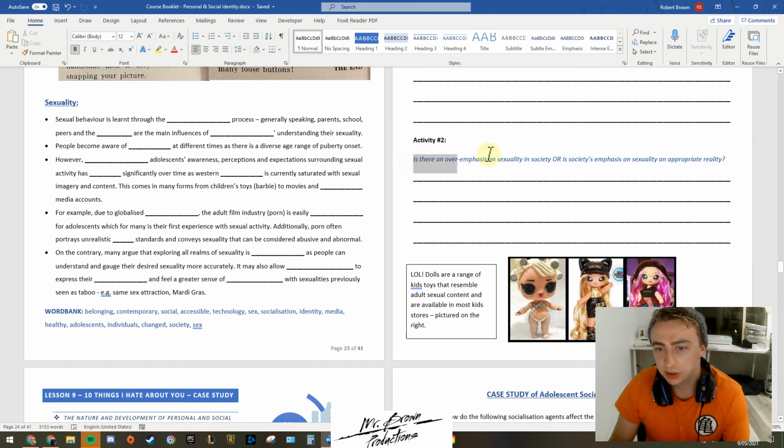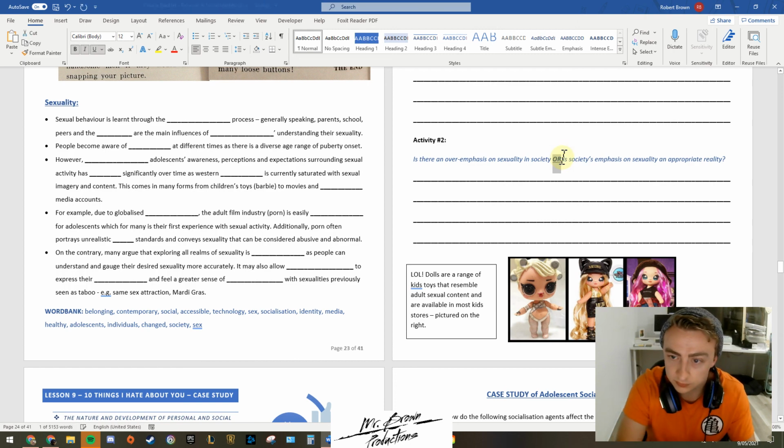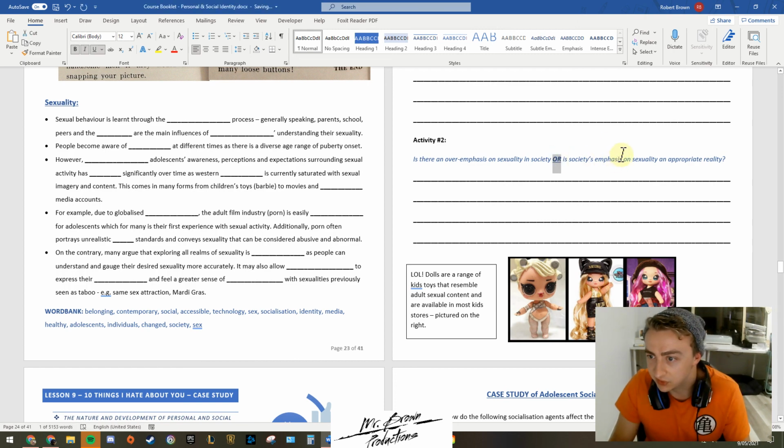Here is a question I want you to answer. Is there an overemphasis on sexuality in society, or is society's emphasis on sexuality an appropriate reality? Okay, so we'll break this down. So the first, you pretty much have to agree with one side of the question. Do you think there's an overemphasis on sexuality in society?